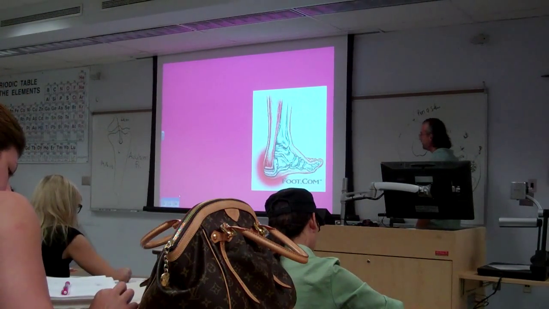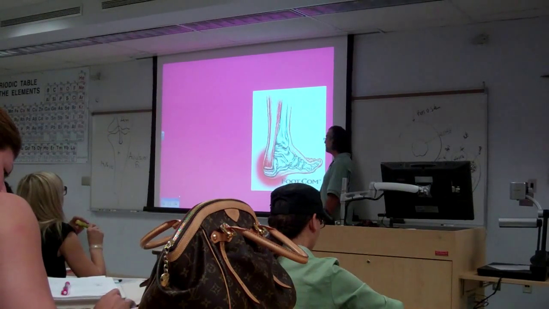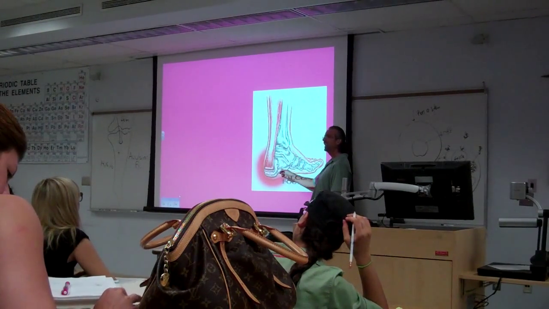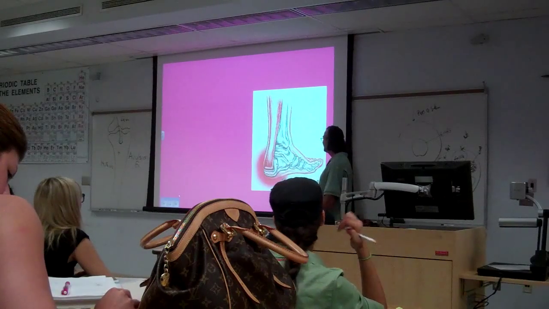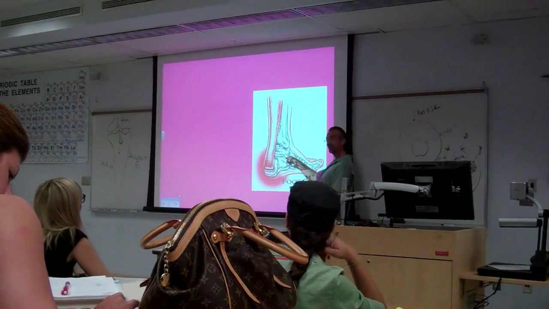So you identify this tendon. Achilles. Your Achilles tendon, right? So it goes to the back of the foot. That bone is your calcaneus. Calcaneus. That's how you spell it. Good job. You guys are doing great.